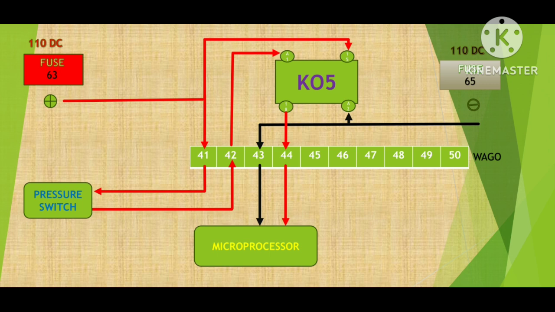Next, let us see about 110 DC negative supply. 110 DC negative supply starts at 65 fuse. From there, the power supply goes to A2 terminal in K05. From there, the power supply reaches Vago number 43. From there, power supply reaches to microprocessor.